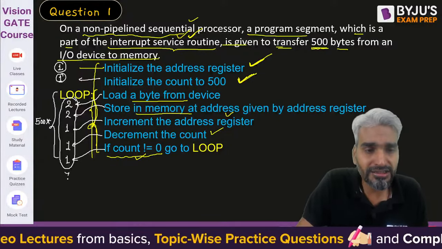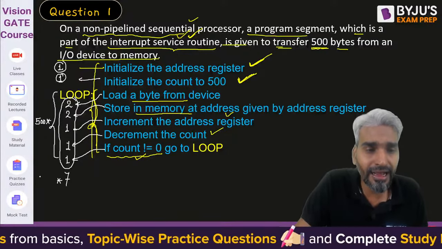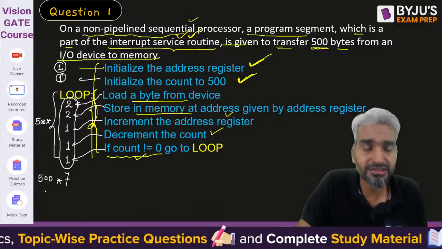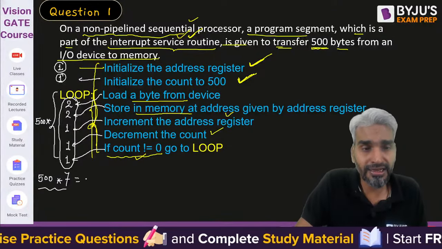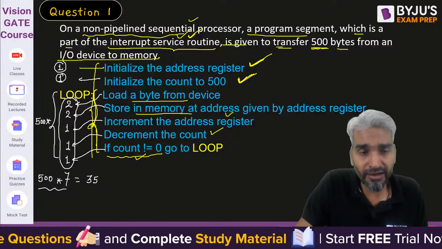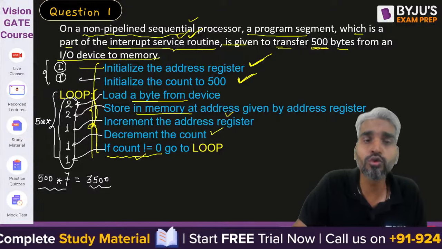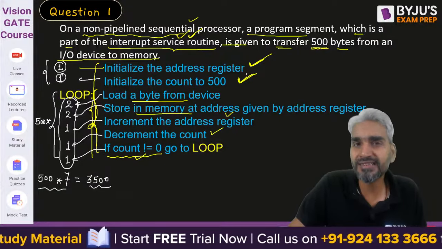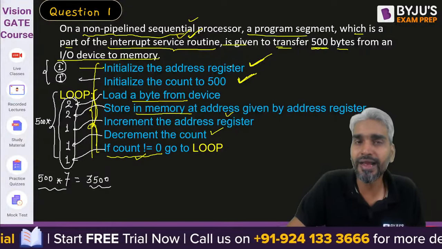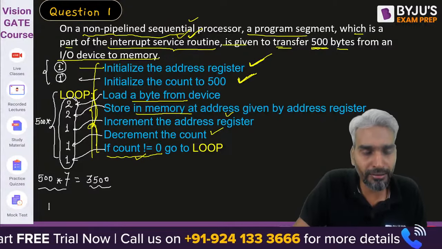In one iteration, 7 clock cycles are required, and there are 500 such iterations. So, sir, 3500 cycles will be required for the execution of this loop, and 2 cycles will be required for initializing these 2 registers, that is the count and address register. So overall number of cycles.